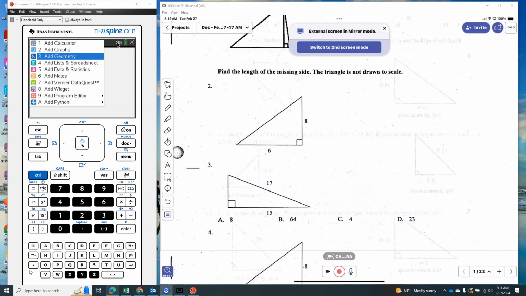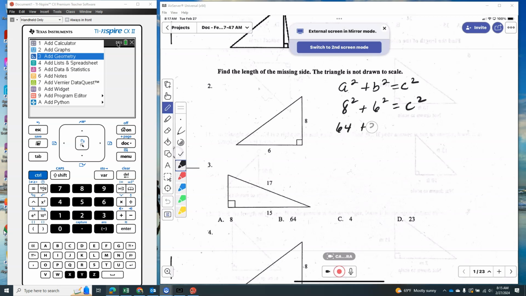Number 2, to find the length of the missing side, we're going to have to use the Pythagorean theorem, which is a squared plus b squared equals c squared. So you have 8 squared plus 6 squared equals c squared. So it's 64 plus 36 equals c squared. So c squared equals 100. Square root of both sides. So c is equal to 10.